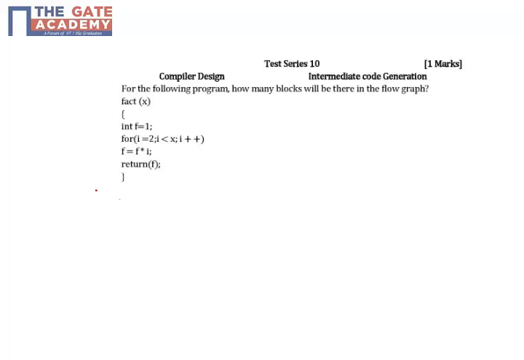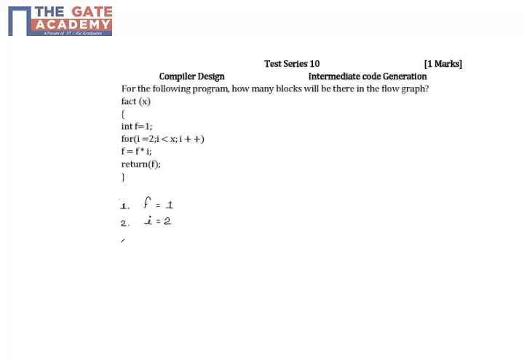A program is given and we will have to obtain how many blocks there are in the flow graph for the given program. So first of all, this particular program will be converted into 3 address code. My first statement will be f is equal to 1, whatever initialization I am doing. The second statement will be the first initialization of my for loop, that is i equals to 2.